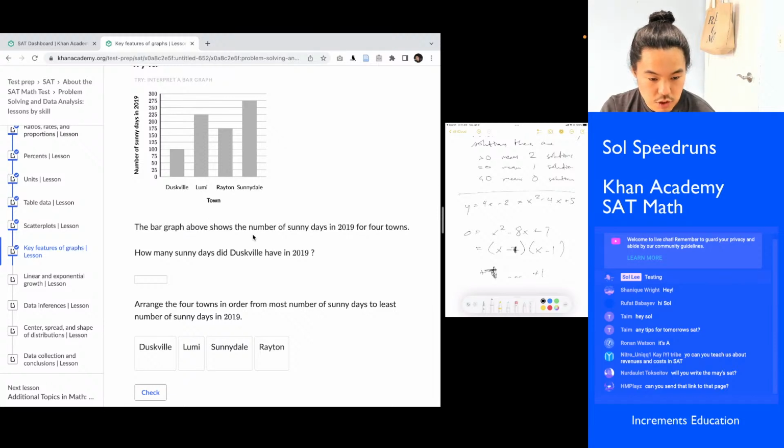The bar graph above shows the number of sunny days in 2019 for 4 towns. How many sunny days? Dustville, 100. 100! So this is Sunny, Loomy, Rayton, Dusk. Go.